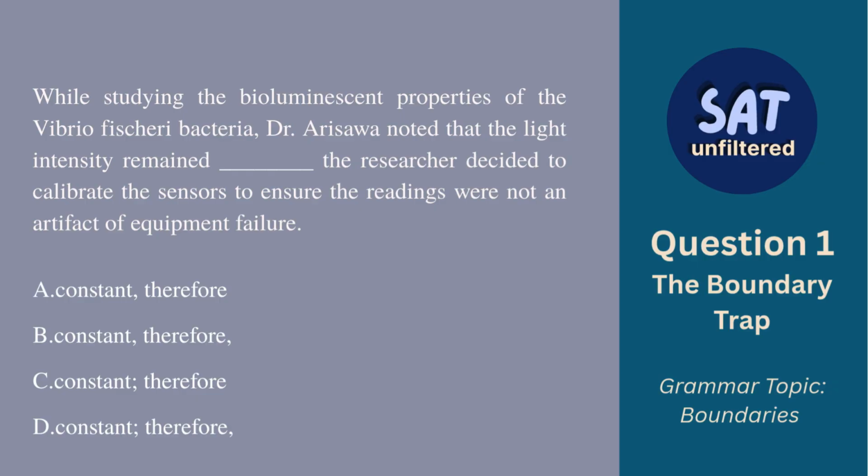Option C, constant, semicolon, therefore. This is very close to what we need. We have the semicolon, which is good and acceptable to connect two independent clauses, but we are missing the comma after therefore. When a transition word like therefore interrupts a sentence after a semicolon, it needs a comma after it for a natural pause. So we need semicolon, therefore, comma. So option C is wrong.